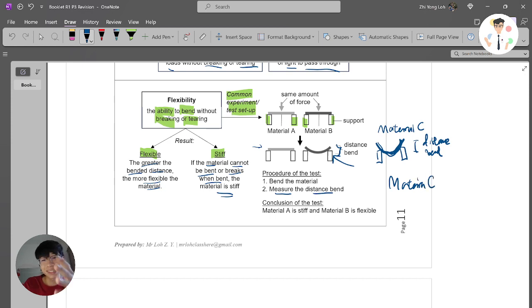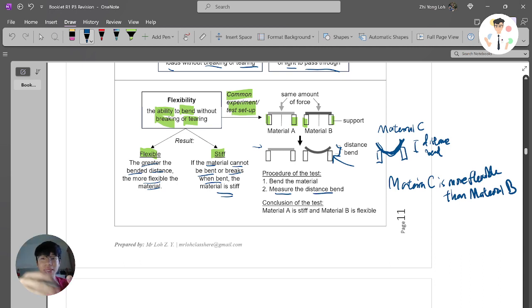Now, if I'm comparing only C and B, I would say C is more flexible than material B. Or if I'm comparing between these three, A, B, and C, I'll just say that material C is the most flexible among the three materials. Okay, so basically again the key idea here is the greater the bend distance, the more flexible the material is.